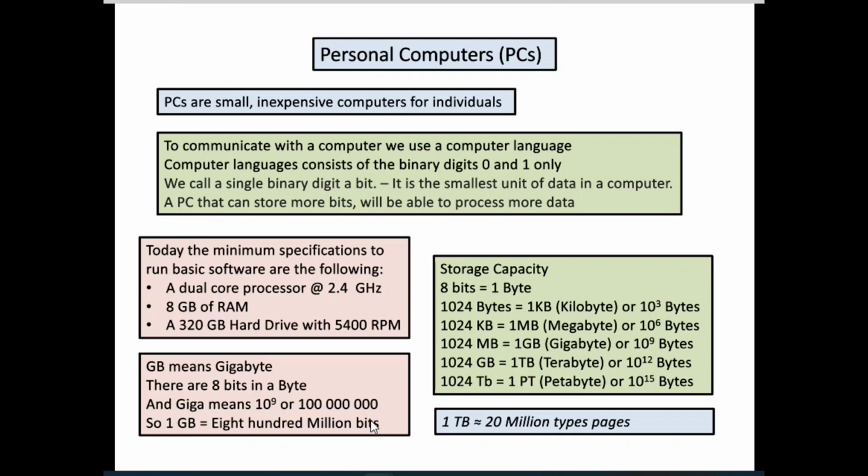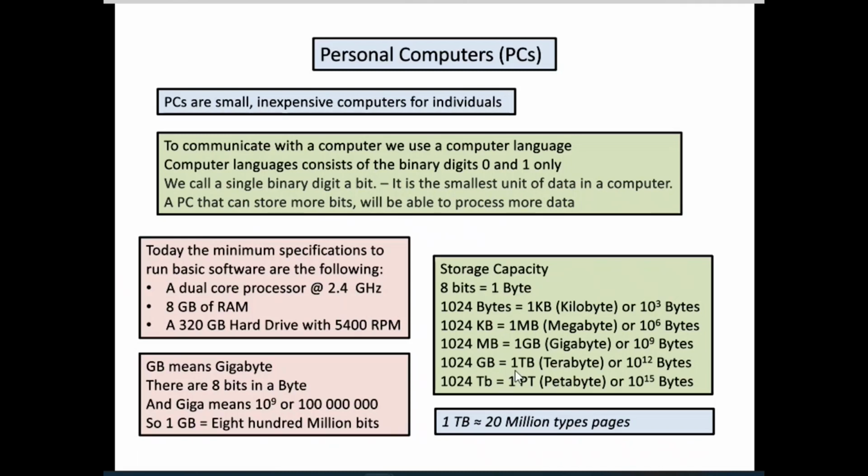Okay, then the storage capacity, and this thing with the storage capacity comes up in assignment 3, and it comes up in the exam. So 8 bits equals 1 byte. 1024 bytes equals 1 kilobyte. 1024 kilobytes equals 1 megabyte. 1024 megabytes equals 1 gigabyte. And 1024 gigabytes equals 1 terabyte. And 1024 terabytes equals a petabyte. Now that you won't have in your computers.